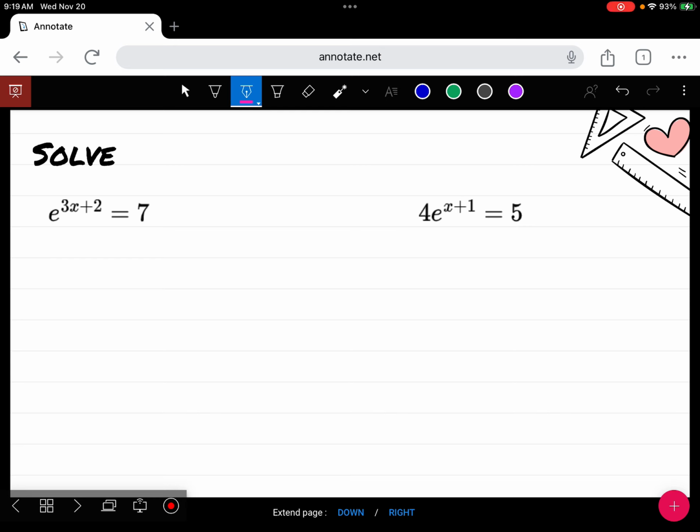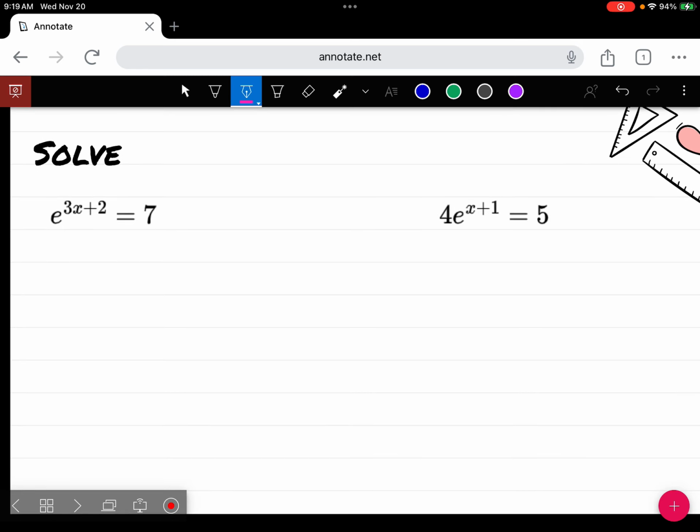All right, so we have e to the power of 3x plus 2 equals 7. What on earth should we do? Don't say cry. My x is in the exponent, which means I would like that power to come down and not be a power anymore.